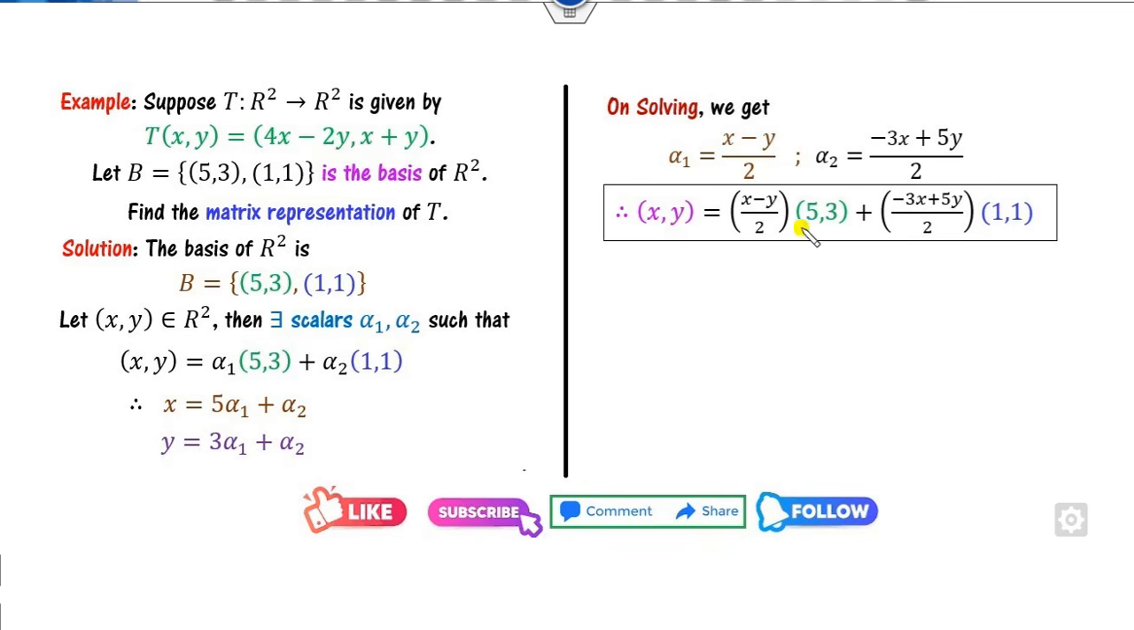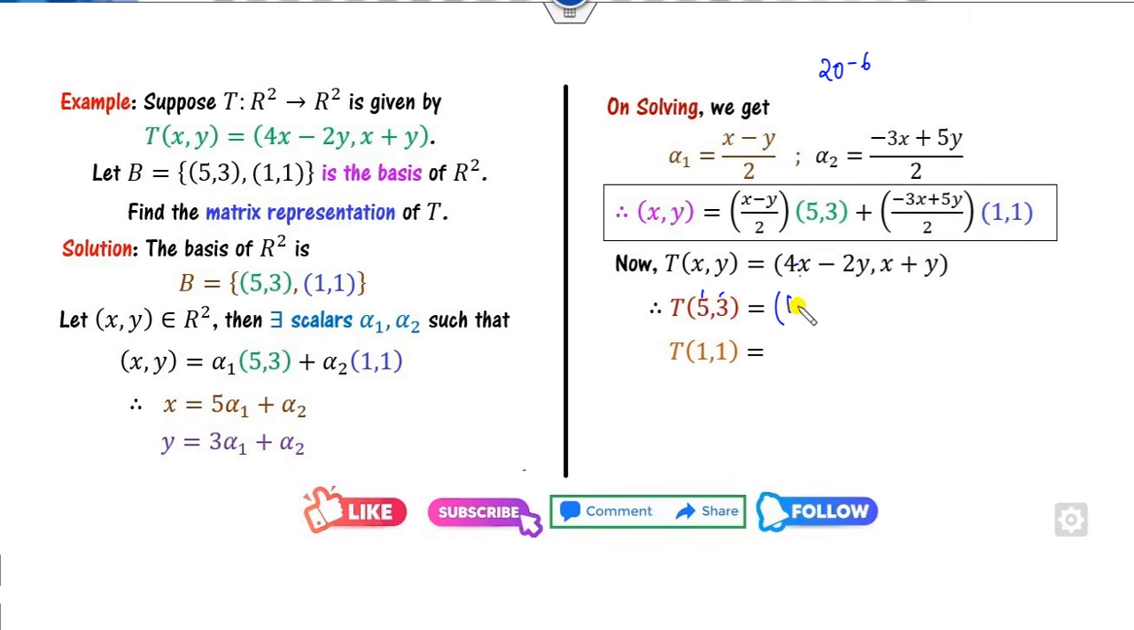Fine. Now once you know this is a linear combination, take the transformation. Find these transformation values at the basis of the codomain. Because it's R2, again the bases are given to be this. I can try to find these numbers. So what is the value of this? This is the x, this is the y. 20 minus 6, that is 14, and this is x plus y, 8.